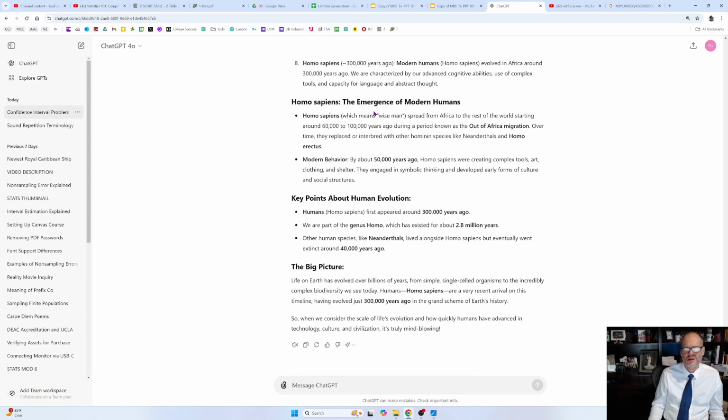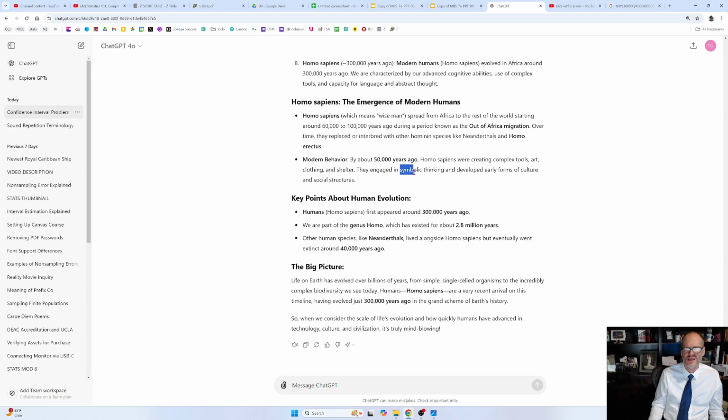Homo sapiens spread from Africa to the rest of the world starting around this time, during a period known as the out of Africa migration. It's a book. Over time, they replaced or interbred with other hominin species like Neanderthals and Homo erectus. Modern behavior, 50,000 years ago: Homo sapiens were creating complex tools, art, clothing, and shelter. They engaged in symbolic thinking and developed early forms of culture and social structure.